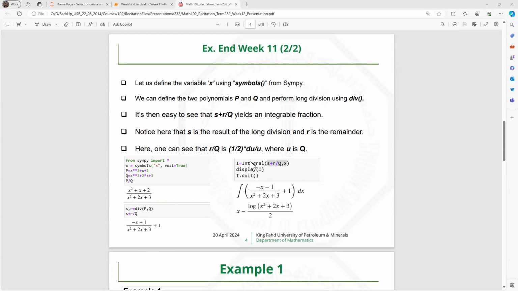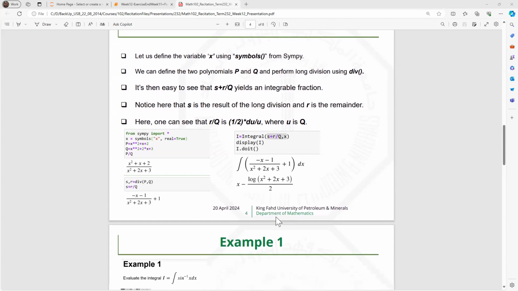Okay, so let's define I here as the integral of s plus r over q, integral with respect to x. We'll display the integral, first of all, capital R, here it is, and then we'll do it. So this is the result of the integration. Of course, we're talking about an indefinite integral, so we should get something like this. The result of the integration is x minus ln of x squared plus 2x plus 3, divided by 2.